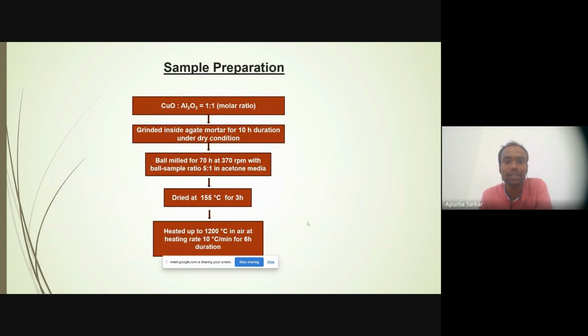This is the flow chart of sample preparation. Initially, we have taken copper oxide and aluminum oxide in 1:1 molar ratio in an agate mortar, then ground it for 10-hour duration under dry condition. Then we went through the ball mill for 70 hours at 370 RPM speed with ball to sample ratio 5:1 in acetone media. After ball milling, the milled powder was dried at 155 degrees centigrade for 3 hours. And then we went through the heat treatment, and the ball milled sample was heated up to 1200 degrees centigrade in air at heating rate of 10 degrees centigrade per minute for 6-hour duration.